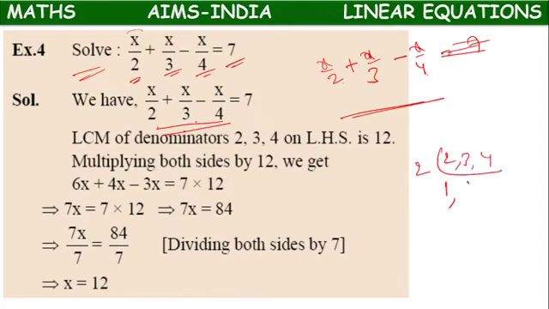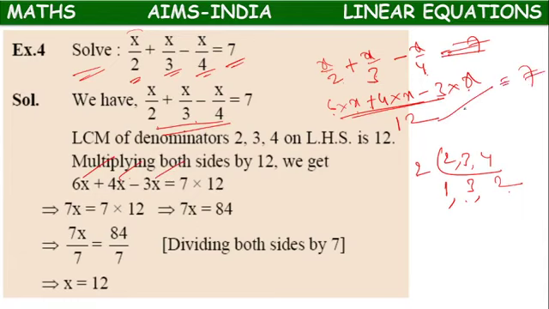If we do the LCM, the LCM is 12. 2 sixes are 12, into numerator x. 3 fours are 12, into numerator x. 4 threes are 12, into numerator x. 6 into x, 6x. 4 into x, 4x. 3 into x, 3x. This 12 will go that side, 12 into 7. 6x plus 4x is 10x, minus 3x is 7x, equal to 7 into 12.